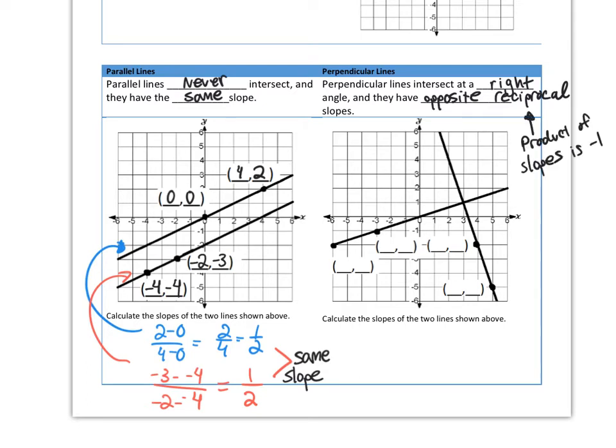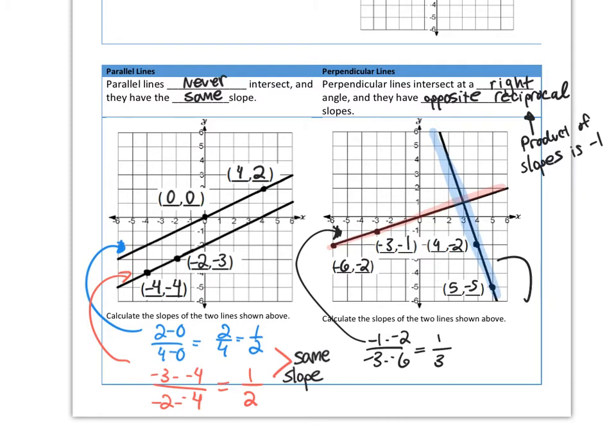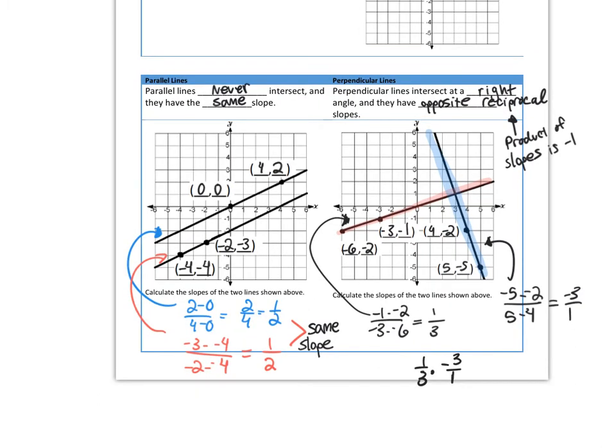So let's look at this example and see exactly what that means. Let's do this line that I've just highlighted in red first. The slope of this line that I've highlighted in red is 1/3. Now let's try the other one that I'm highlighting in blue. The slope of this line is -3/1. Now check out what happens if we multiply these slopes together. We end up with a numerator of -3 and a denominator of 3, which simplifies to -1.